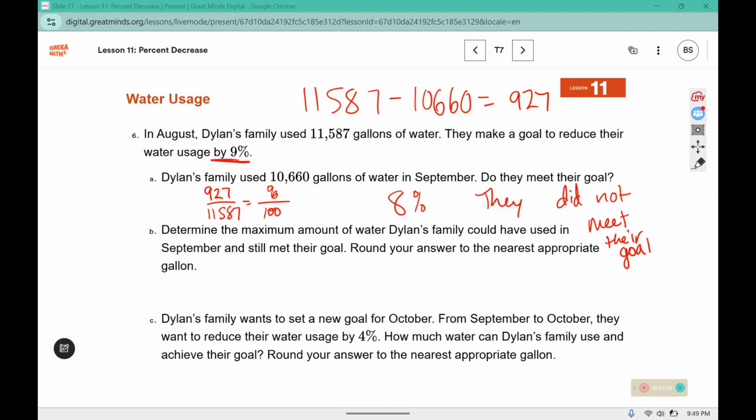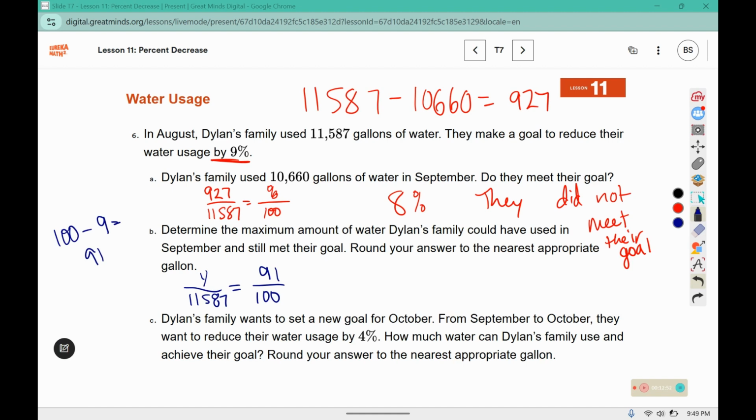Determine the maximum amount of water Dylan's family could have used in September and still met their goal. Round your answer to the nearest appropriate gallon. So they wanted to reduce it by 9%. If we started out at 100% and we reduce it by 9, that means they still get to use 91%. So we can do this in one step by solving for 91% of their usage.